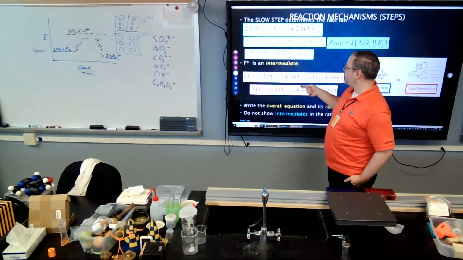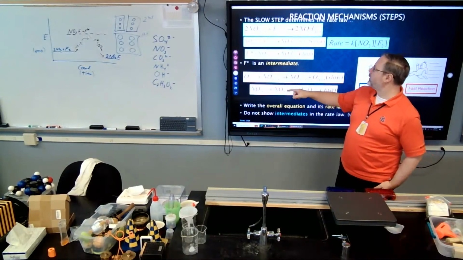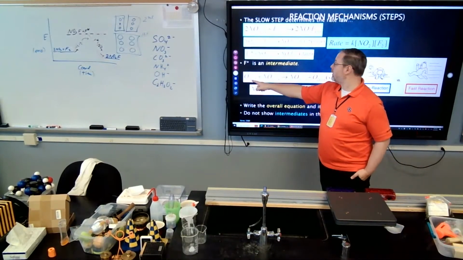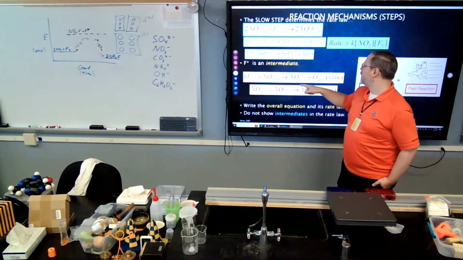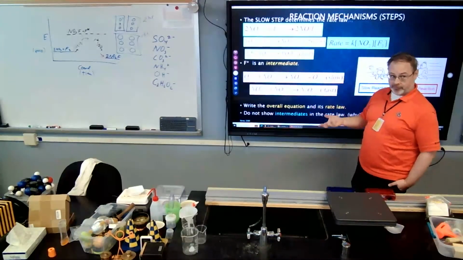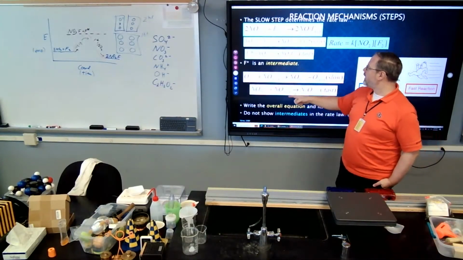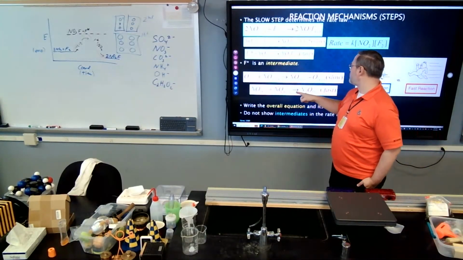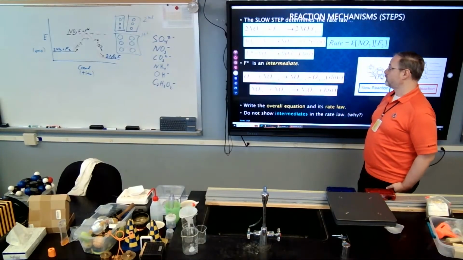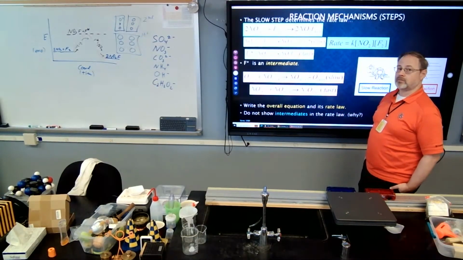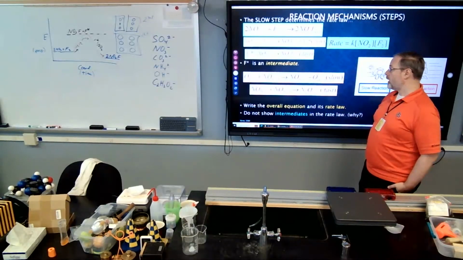So first step is that, second step is that. What's going on here is O3, ozone, is reacting with NO2 to produce NO3 and O2. That is slow. Then NO2 is reacting with NO3 to produce N2O5. That's fast. What is the overall reaction?